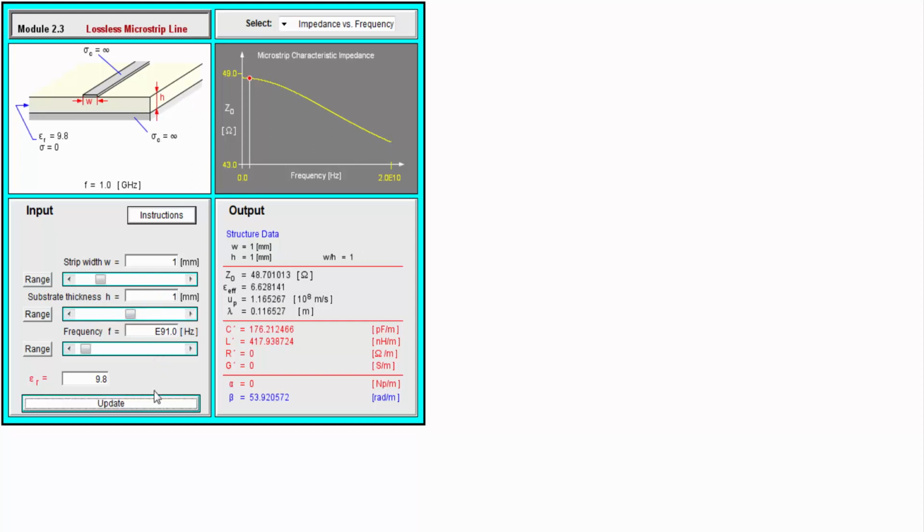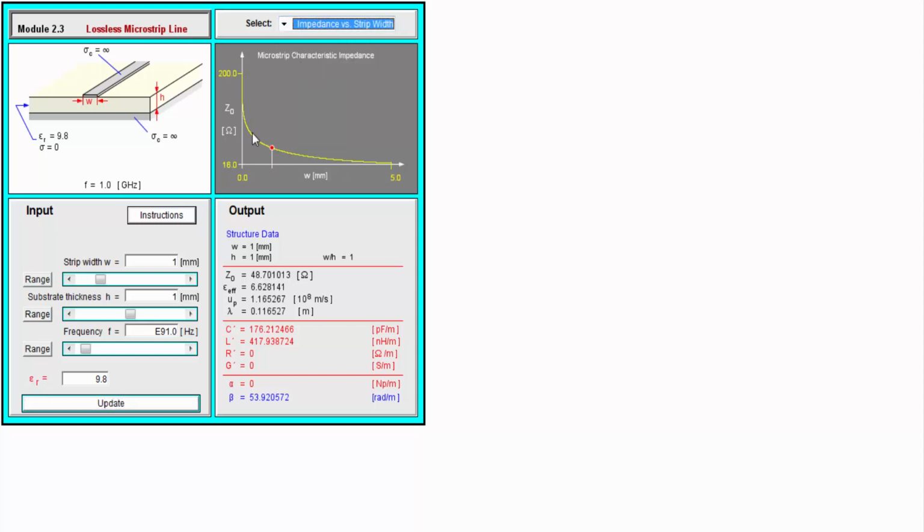Let's go back to 1 millimeter. With the frequency, it's clear. This is at 1 gigahertz, and when we increase the applied frequency, the Z node is expected to decrease. But I think the variation of the characteristic impedance with the frequency is a little bit slower than its variation with width and height. Yes, so that's about the impedance with the frequency.